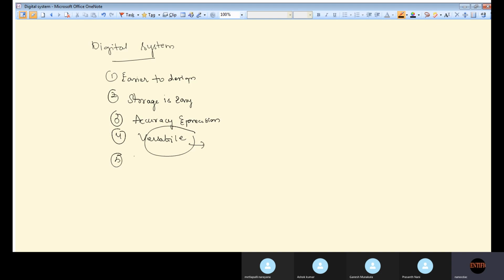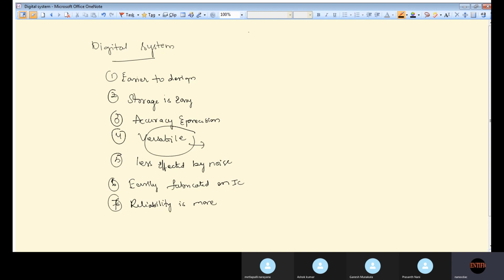Next one is that they are less affected by noise. Next, analog signals cannot be fabricated easily on semiconductor chips, but digital circuits are easily fabricated on ICs. And the next one is that reliability is more, lifetime reliability will be more.